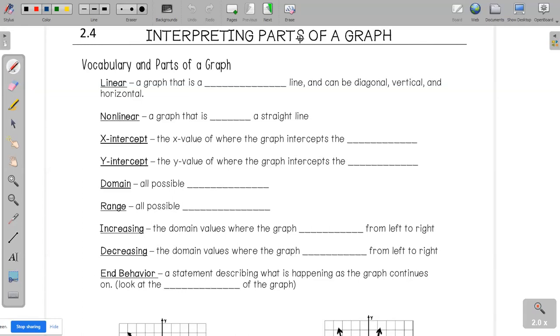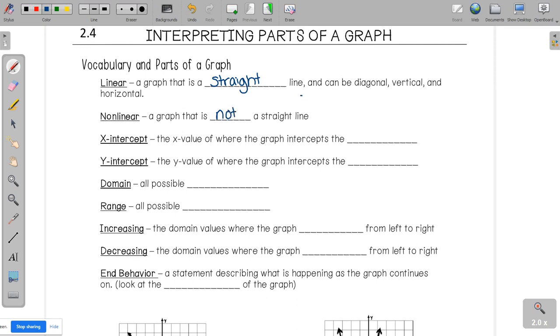We are going to be looking at interpreting parts of graphs. So let's go over some key vocabulary. Linear is a graph that is a straight line. They can be diagonal, vertical lines, horizontal lines. It's just a straight line. Nonlinear are graphs that are not a straight line.